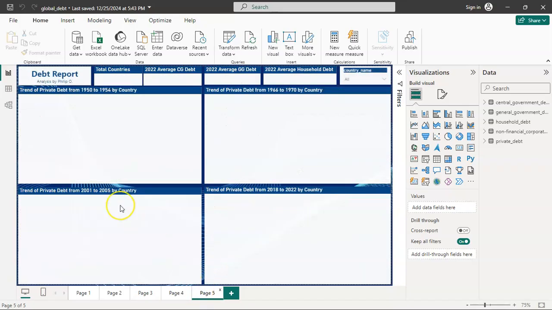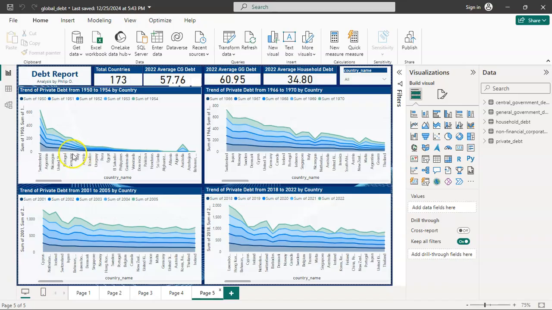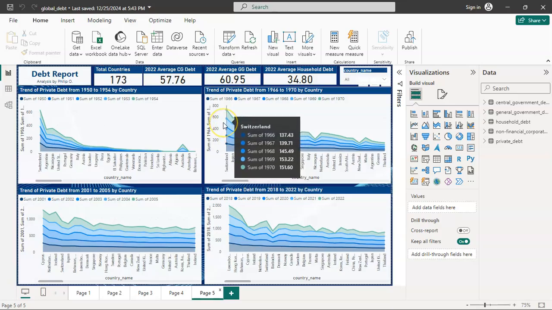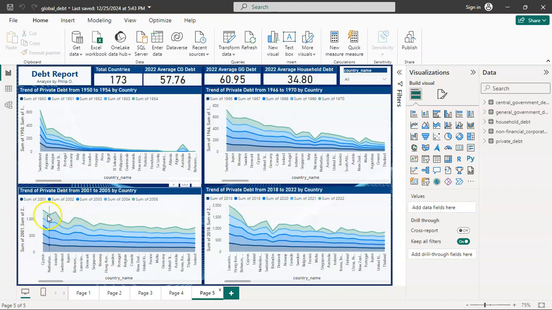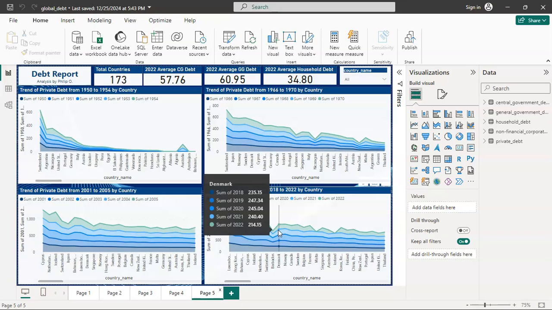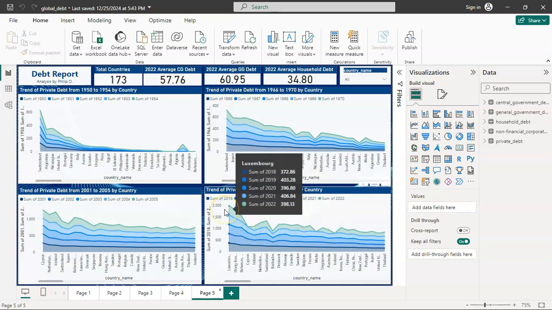Also for the last dashboard we have the private debt, and from 1950 to 1954 we have Switzerland, and on the 1966 to 1970 chart we have Switzerland, and for private debt from 2001 to 2005 we have Cyprus also, and for 2018 to 2022 we have Luxembourg.